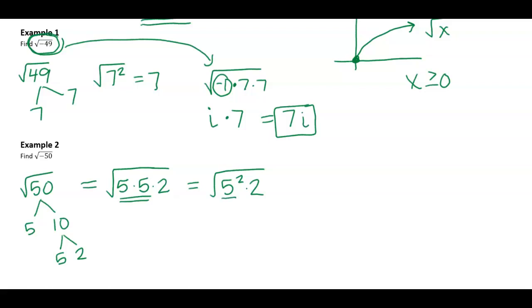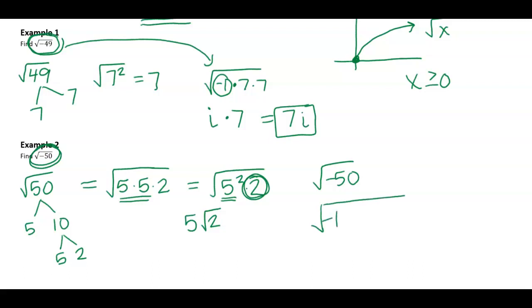Now, the 5 is squared. That would cancel with my square root and take the 5 out. However, 2 needs to stay inside my radical. All right, now let's apply the fact that this is -50.